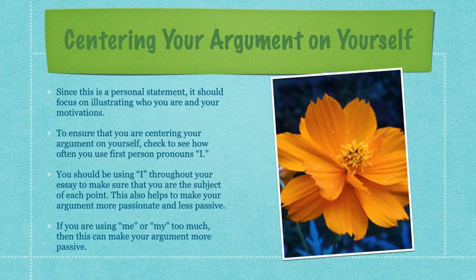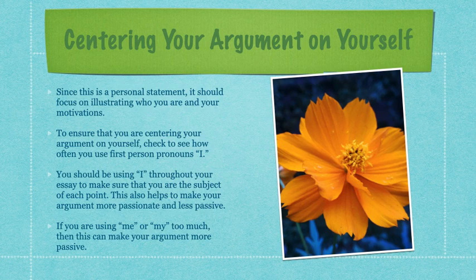And lastly, in terms of looking specifically to make sure that you're centering the argument on yourself, if you notice that you're using "me" or "my" too much, then this is an indicator that your argument may be more passive, because "me" is that first person object pronoun. So that means when you're referring to yourself at the end of the sentence, therefore you are not completing any actions within that sentence itself. So that can really take away from you as an active participant, you as somebody with agency and control over the choices you make and your life, essentially.